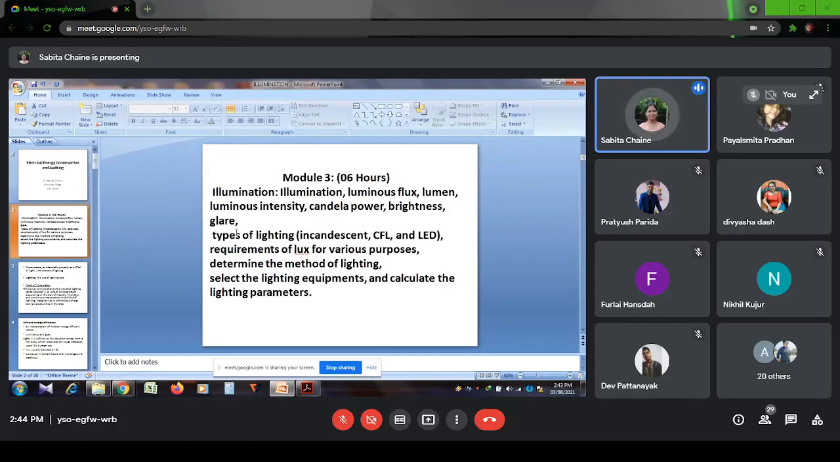And different types of lighting. What are the different types of lighting? Already you know from your basic electrical lab: incandescent lamp, compact fluorescent lamp, and LED. These lamps you already studied or seen in the basic electrical laboratory. And then different methods of lighting, lighting equipment and calculation of the lighting parameters. All these portions we will discuss, and we will complete within 6 hours.